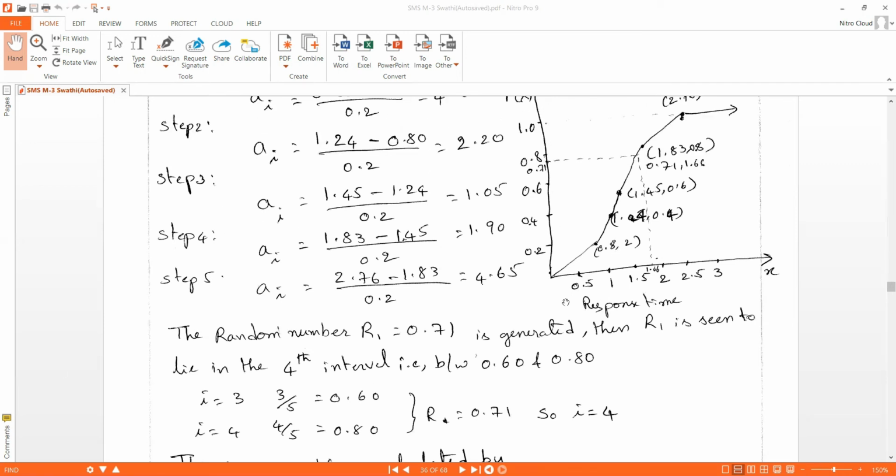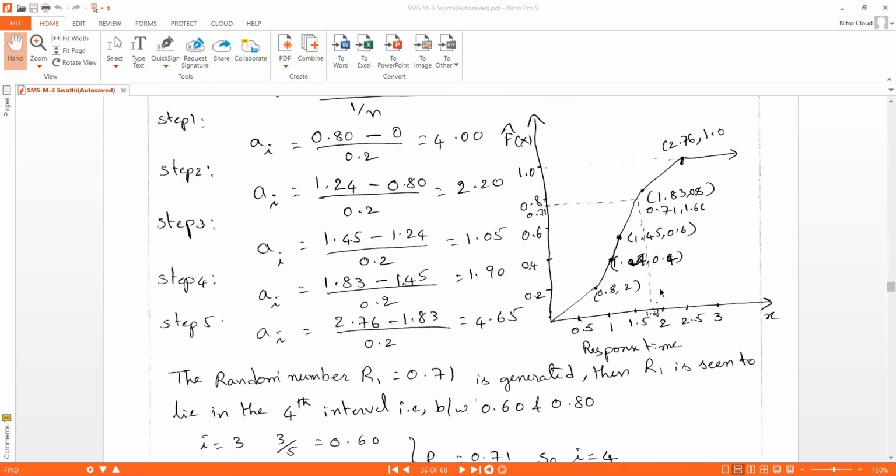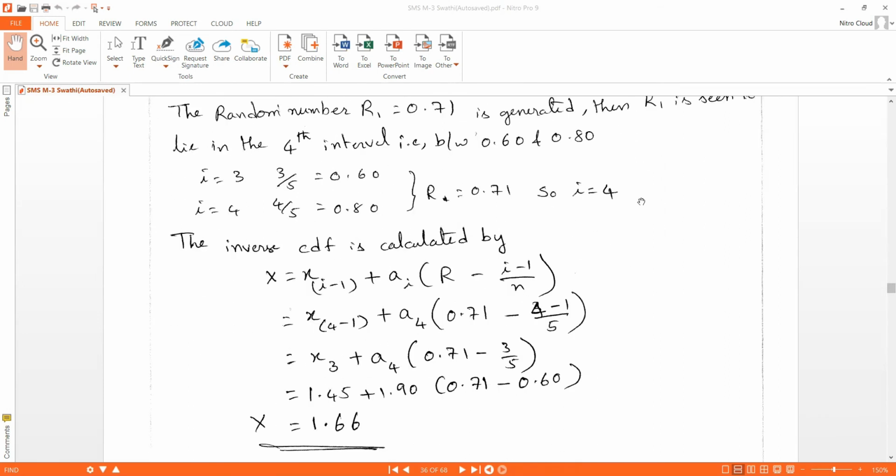So we are marking the r1 value in this graph also. In the graph it comes at 0.71, and we plot a straight line here, and from there if you draw down it will come here. The x value should be within the range of 1.5 to 2. We'll see by calculating the x value. The exact x value we will calculate now by using i equal to 4.